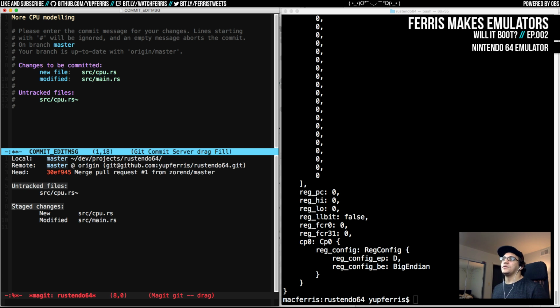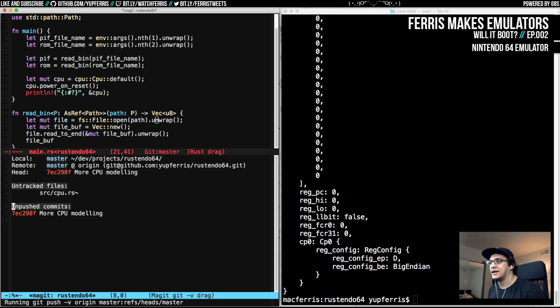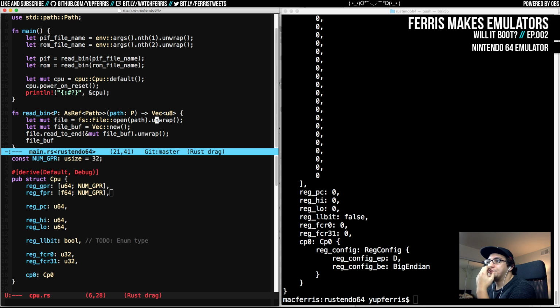In general, when you do these projects, or at least when I do a lot of projects, my commit messages aren't as good in the start as they are later, because we just kind of want to get the ball rolling. And I like to commit a lot, at least in the early stage. Push that. And we should be good to go.